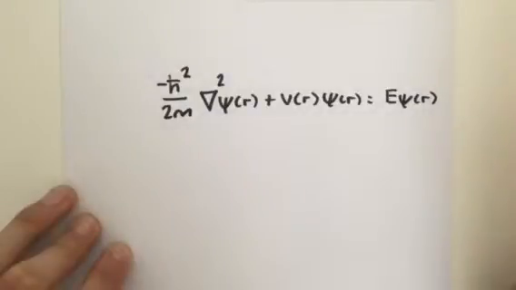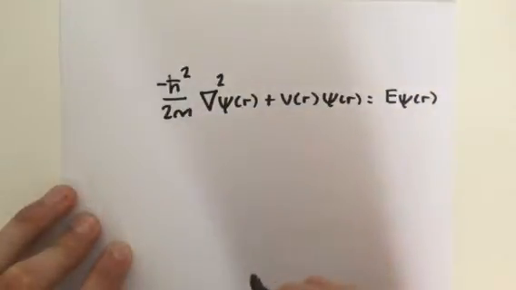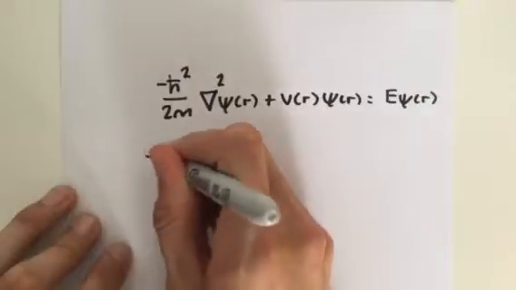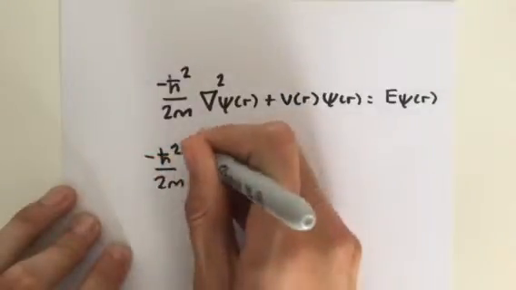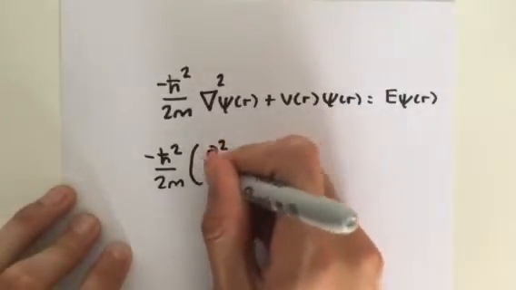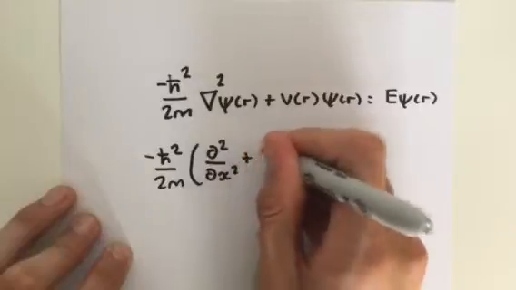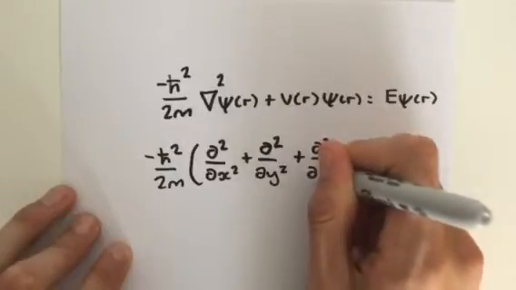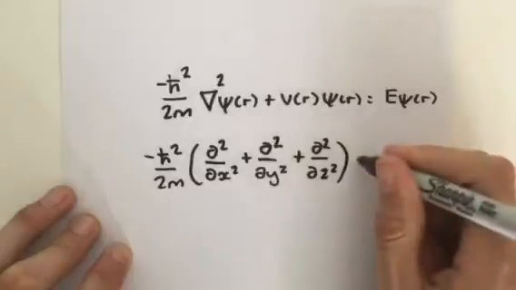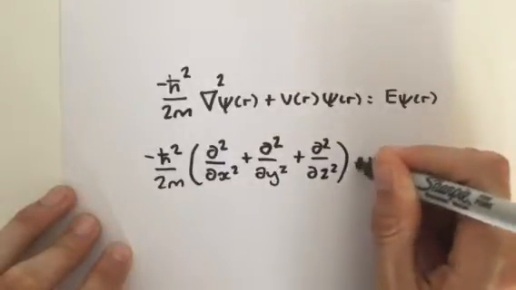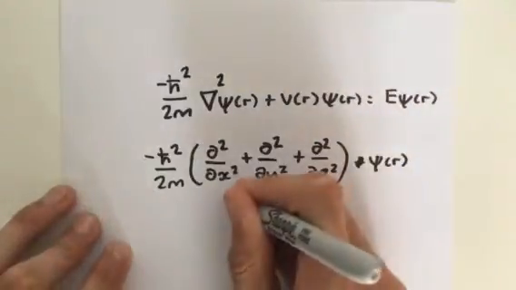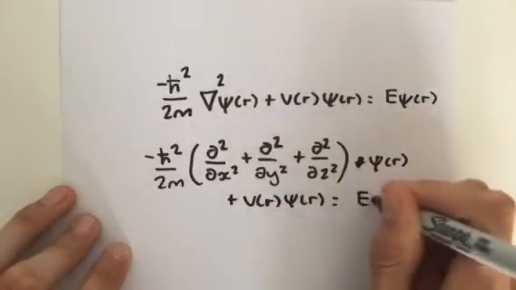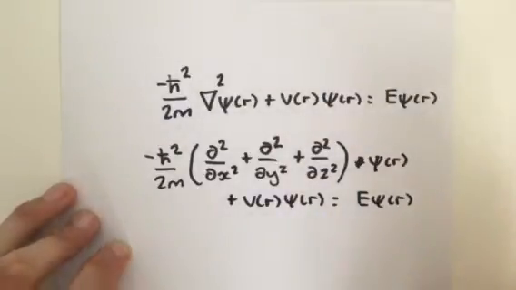So the Schrodinger equation looks like this in 3 dimensions. Writing it out gives you the following. In 3 dimensions, we simply have the derivative in each of the coordinates, and finally z, acting on psi of r, and then we add to that V of r, which is our potential energy, times psi of r, and that's equal to E psi of r. That's in 3 dimensions.